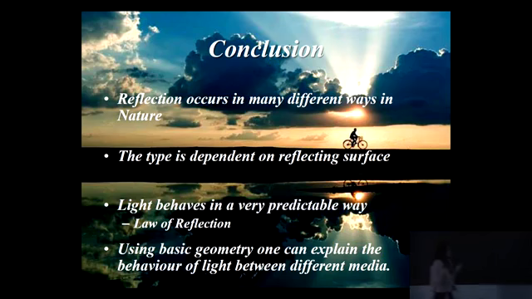So in conclusion, reflection occurs in many different ways. There are three main ones, but I spoke about two, diffusive and specular. This depends on the type of the reflecting surface, so how smooth or how rough it is. And it behaves in a very predictable way by the law of reflection. Using basic geometry, so trig and sine functions, you can explain the behavior of light between the different media. And thank you.